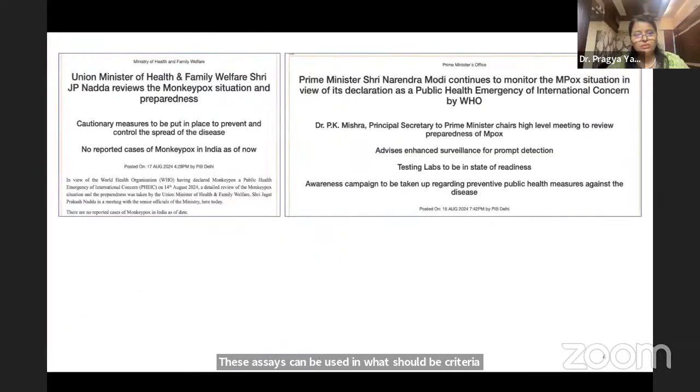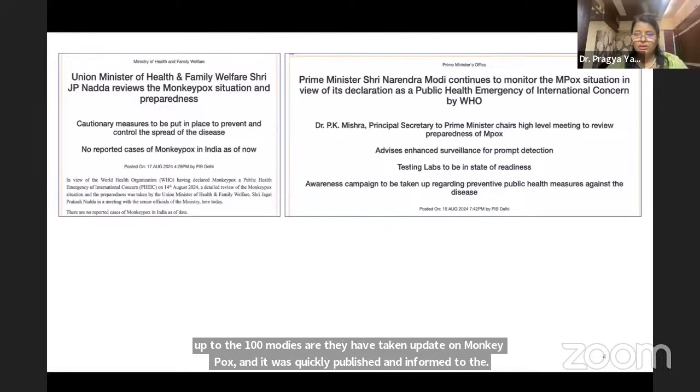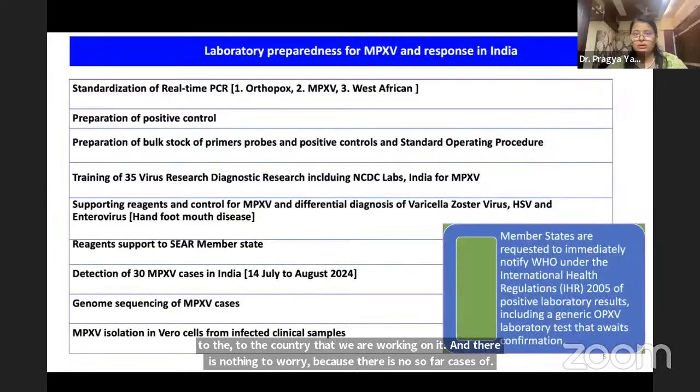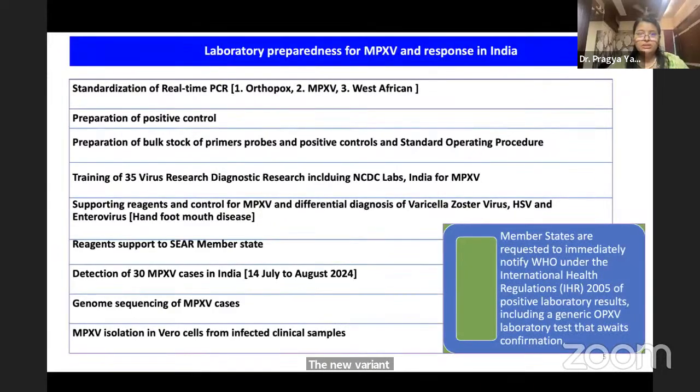Recently, we could see that the Ministry of Health and even Prime Minister Modi have taken an update on monkeypox, and it was quickly published and informed to the country that we are working on it, and there is nothing to worry about because there are so far no cases of the new variant for which the emergency is declared.